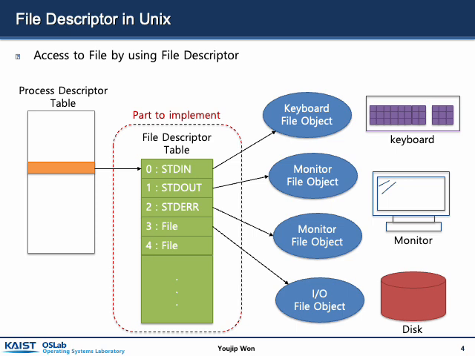This slide shows file descriptor in Unix. A Unix-like system accesses files by using file descriptors. In a Unix-like system, each process has a file descriptor table, which is an array of pointers, and each pointer points to a file object. There are various kinds of file objects in Unix, for example, keyboard file object, monitor file object, and I/O file object.